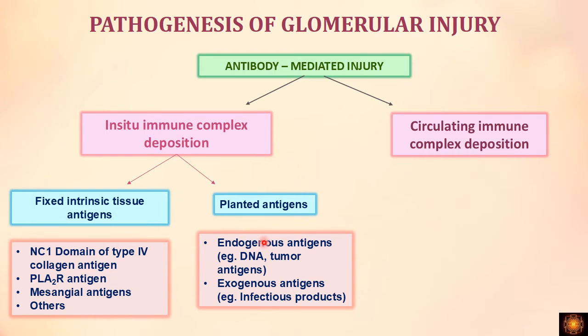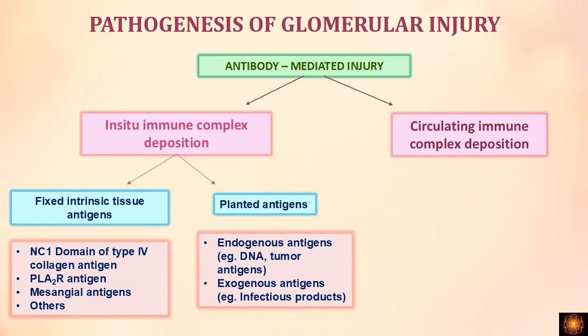Whereas in the planted antigens, we have again two types: endogenous and exogenous. Endogenous means these are formed within the body. So we have tumor antigens, or the DNA substances or nuclear material, which get trapped in the glomerulus and act as antigens. And exogenous antigens are the antigens which are from the outside, like the microbial products. So these products also act as antigens. They get trapped in the glomerulus and then we have the antibodies formed against these trapped antigens. So in the planted antigens, we have endogenous and exogenous.